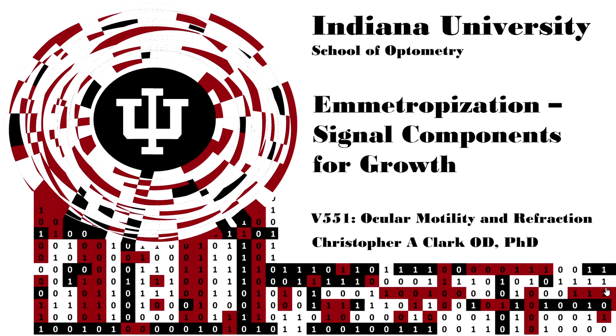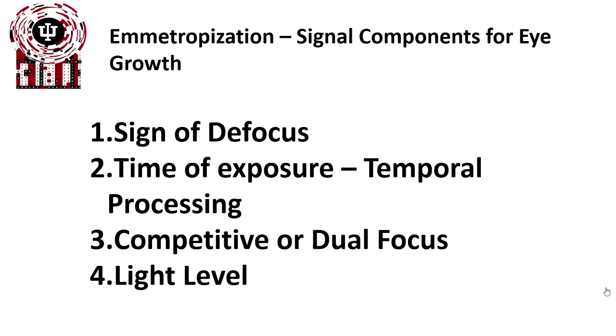This is emmetropization, signals and components for growth for V551. For the eye to emmetropize naturally, there are different components within the image processing that need to take place for the eye to emmetropize normally. Here are 4 examples of those things. There are other ones out there.